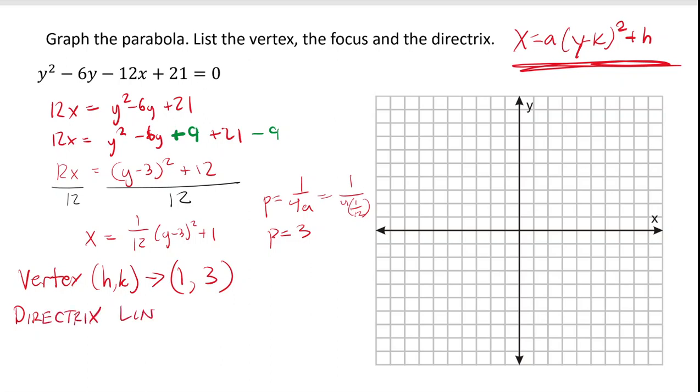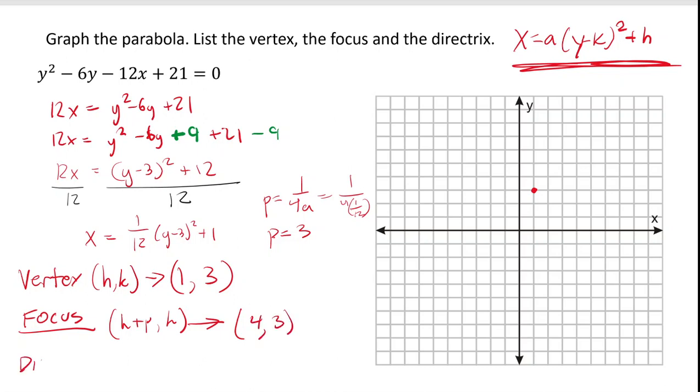The directrix line, if we remember from our previous example, we were adding p to the y value to find where the focus was. Let's go back to the focus, sorry. Focus: the vertex is at (1, 3), okay, right here. Because this is going to be a left and right parabola, we're going to want to add p to our h value instead of our k value. So for the focus for our left and right parabola, it's going to be (h plus p, k), which for this problem is just going to be (4, 3). That's where the focus is.